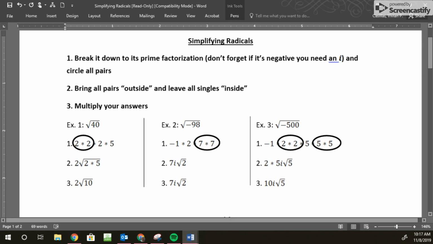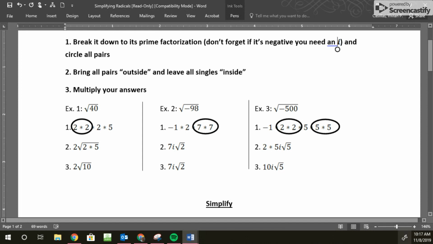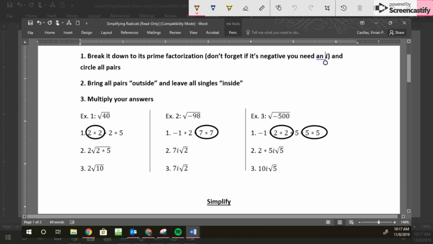This worksheet is on simplifying radicals. I'm going to be doing things a little bit different. Here are the rules. In order to simplify a radical, you have to break apart the number inside the radical. If it is a negative number, for example, number 2 and number 3, there is a negative, you have to take out an i because the square root of -1 is i. For number 1, though, it is not negative.